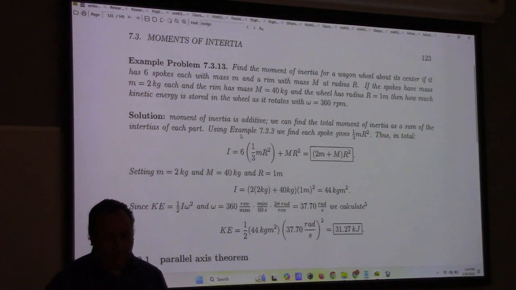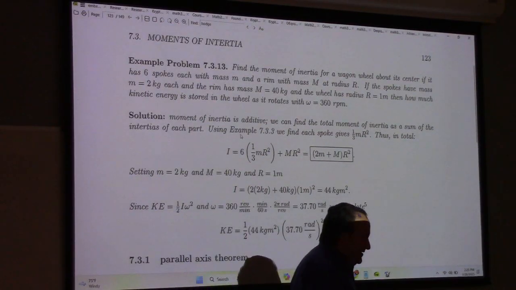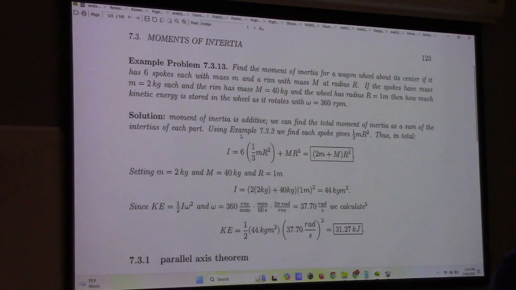So we're almost done with this diatribe of calculus, but these things matter. I mean, this is the basis for our other examples.